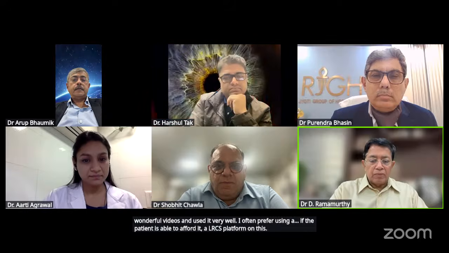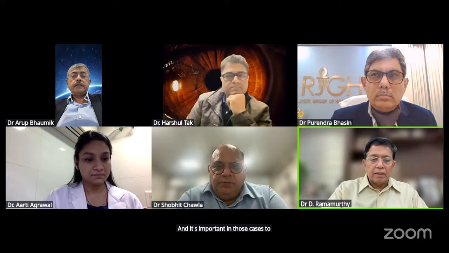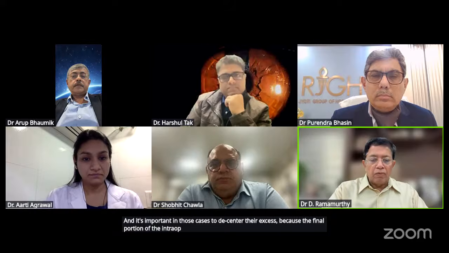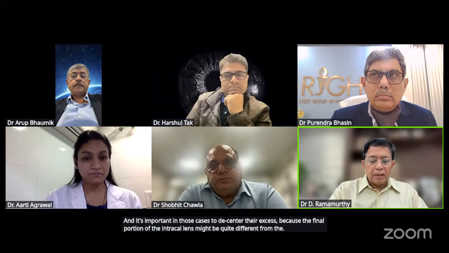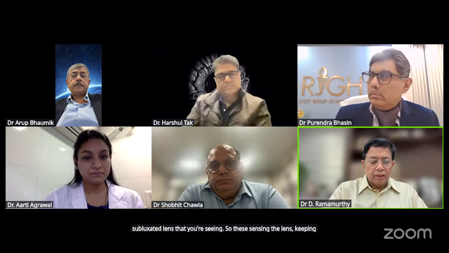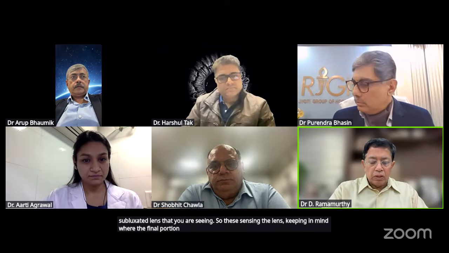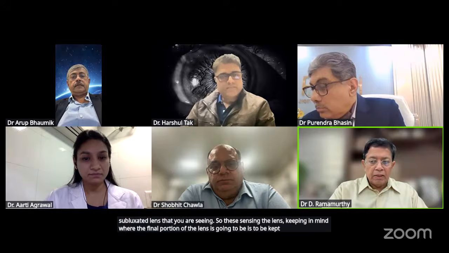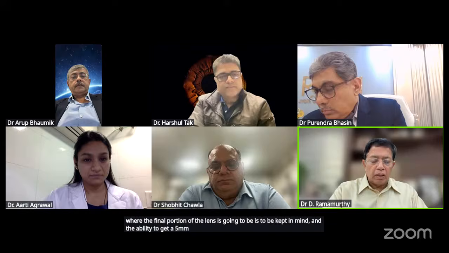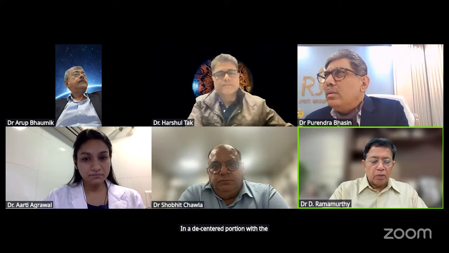In these cases, if an adequate amount of lens is exposed, it's important to decenter the excess, because the final position of the intraocular lens might be quite different from the subluxated lens that you're seeing. So decentering the lens, keeping in mind where the final position of the lens is going to be, and the ability to get a 5 mm or slightly smaller excess in a decentered position with the LRCS is a great advantage.